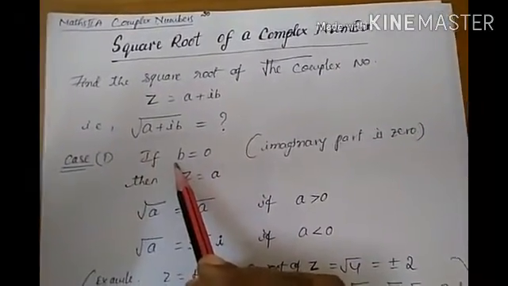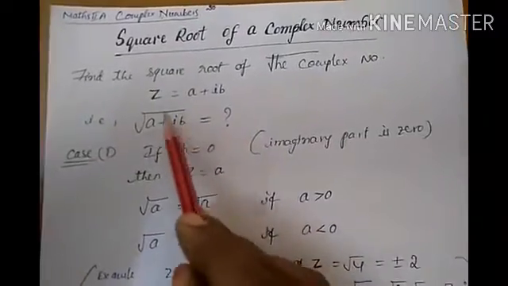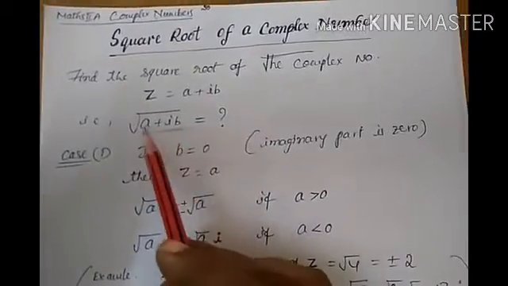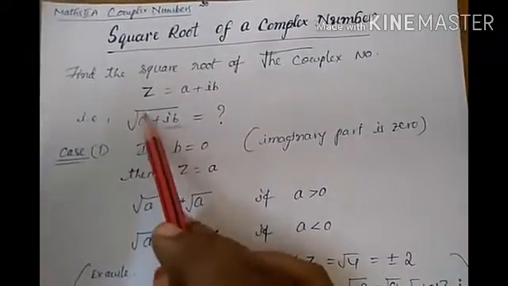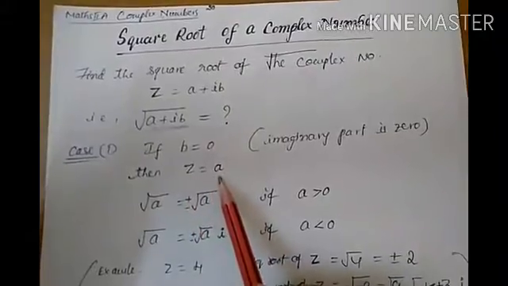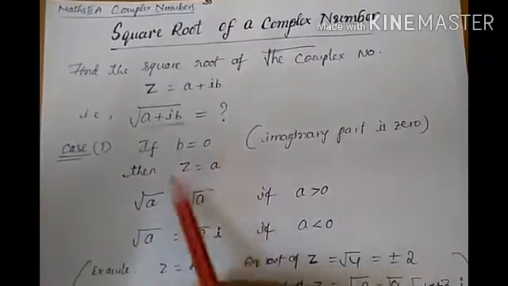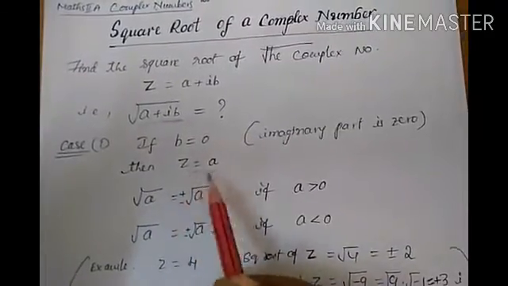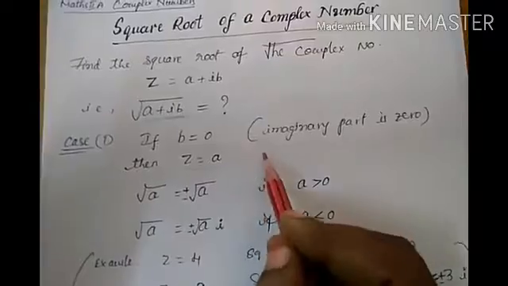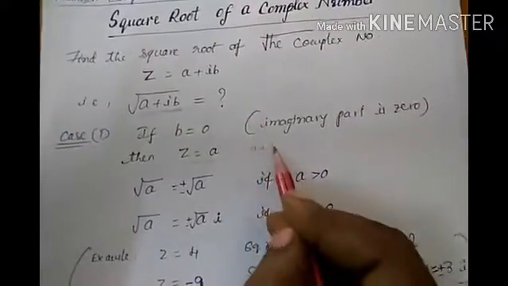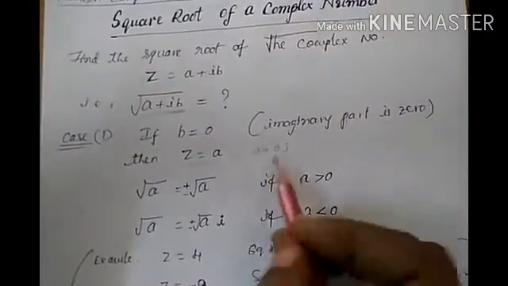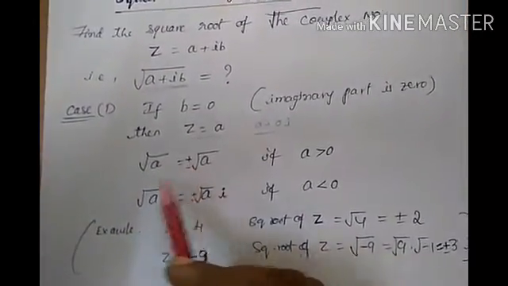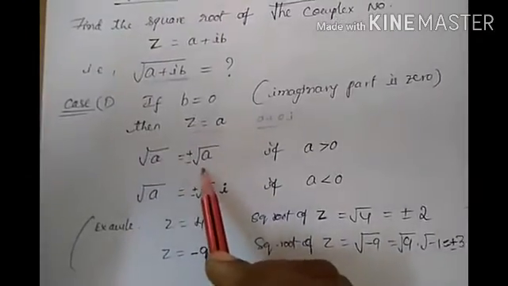The first case is the imaginary part is 0. If the imaginary part is 0, that means there is no imaginary part, only a real number. z is equal to a purely real number. In this case, the square root of this number is also a complex number, that means a plus 0i. It can be written as a plus 0i.